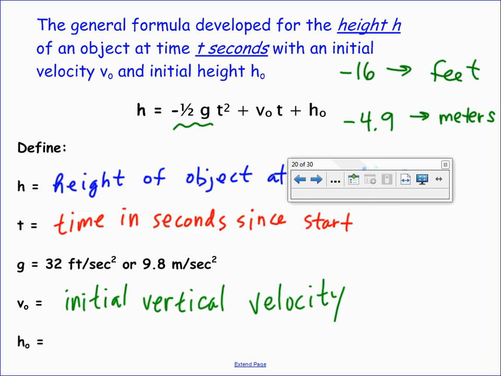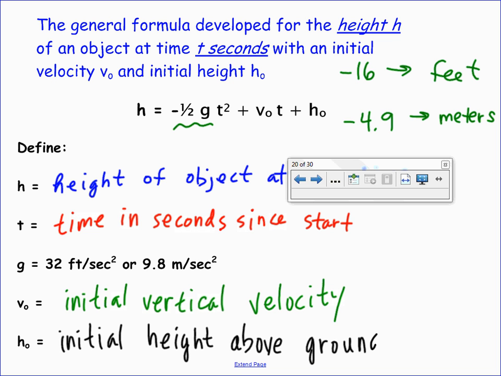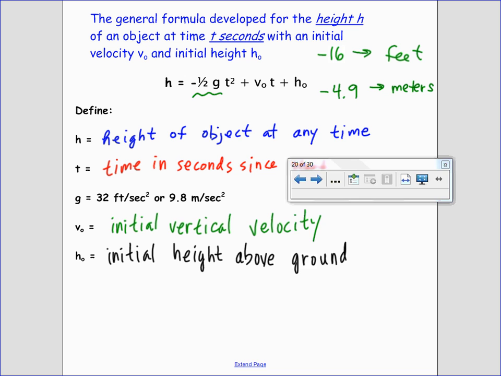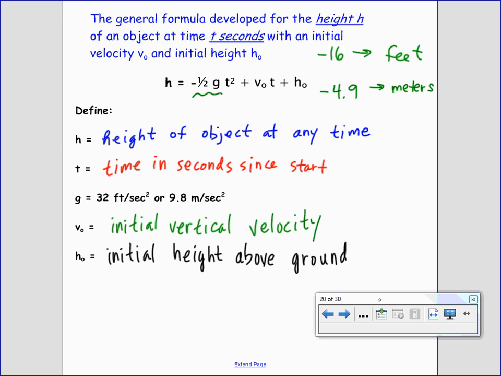H sub 0 refers to the initial height above ground at time t equals 0, if any. And so h is the height of the object at any time t since the problem started. T is the time in seconds. Regardless of whether we're working with feet or meters, time is always measured in seconds for this equation.